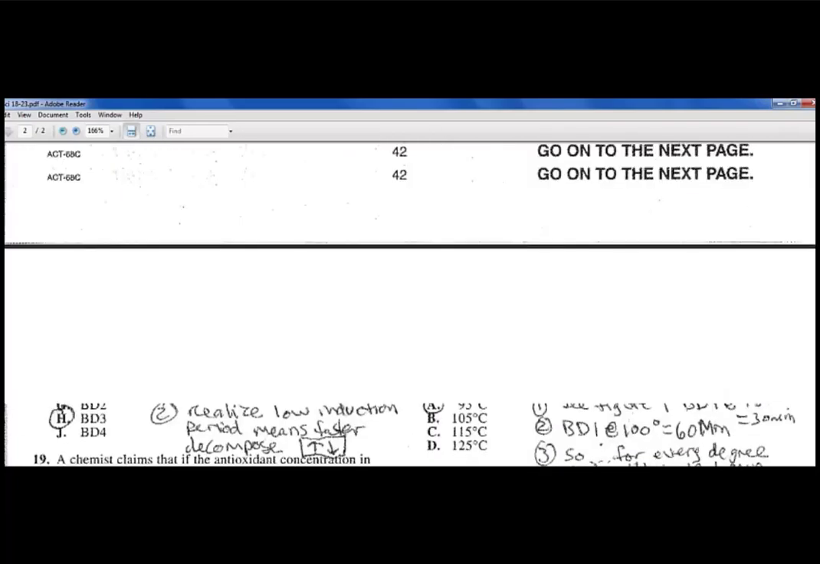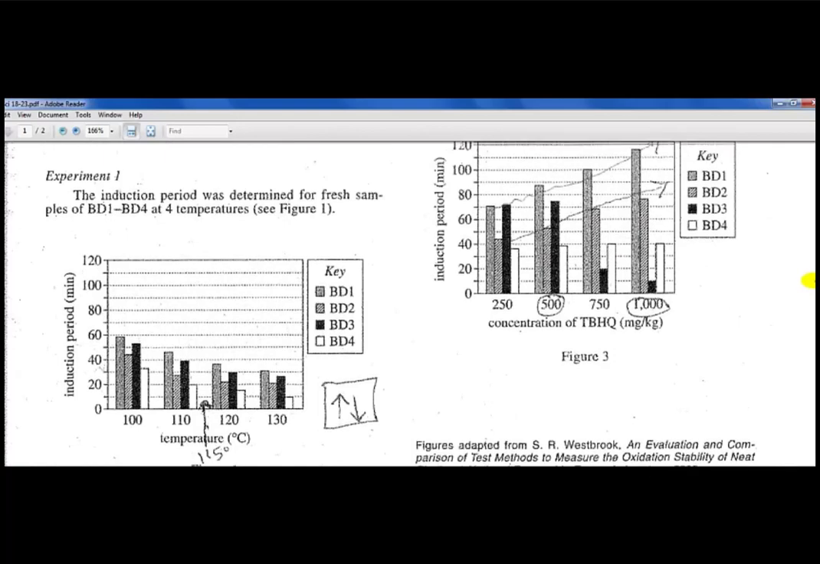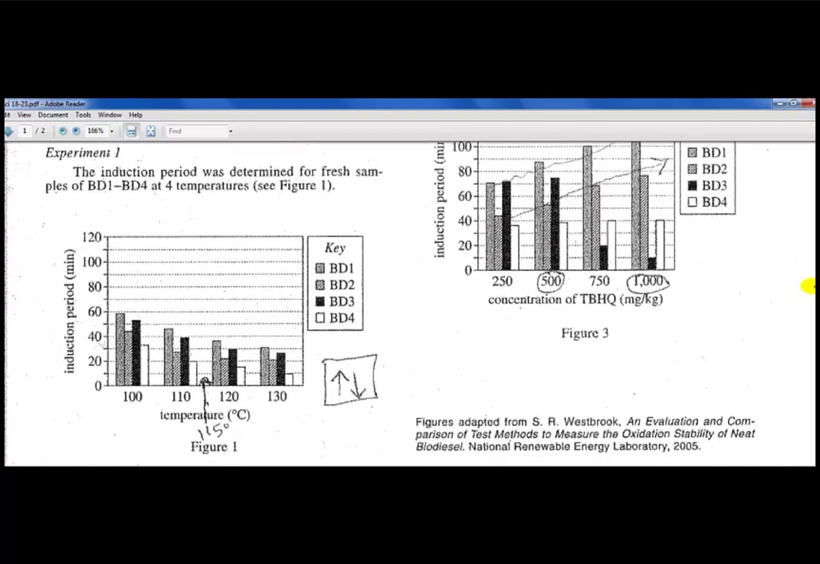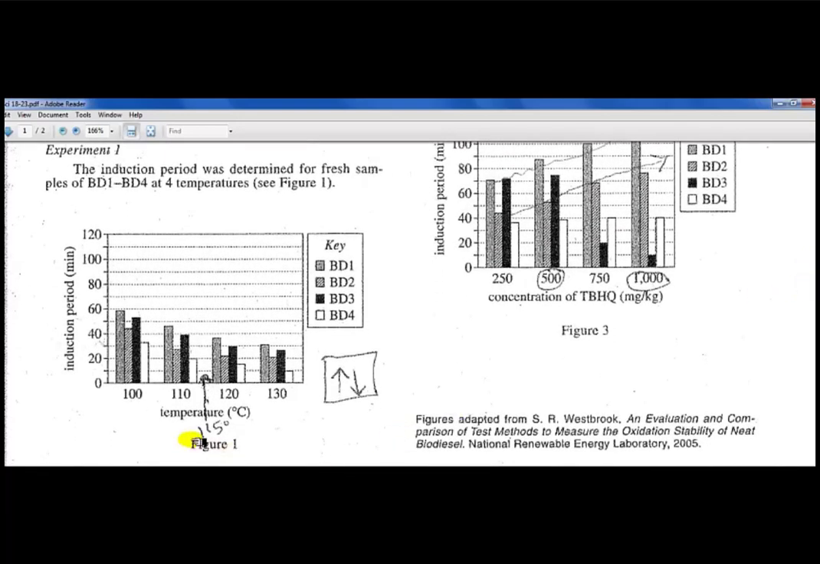So let's go back up to experiment number 1, and you'll see that experiment number 1 is dealing with figure 1 here. So we are going to find the new temperature of 115 degrees here in the x-axis is temperature. Here's 100, 110, 120. So 115 degrees will be right here. The first thing is we're looking for BD2. So BD2 at 110 is the stripes. So that is right here.